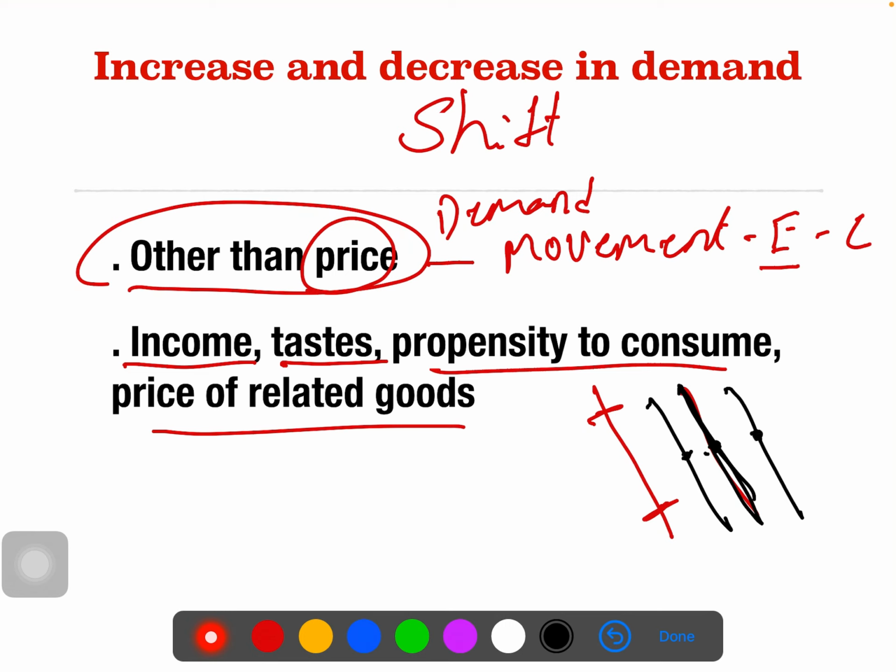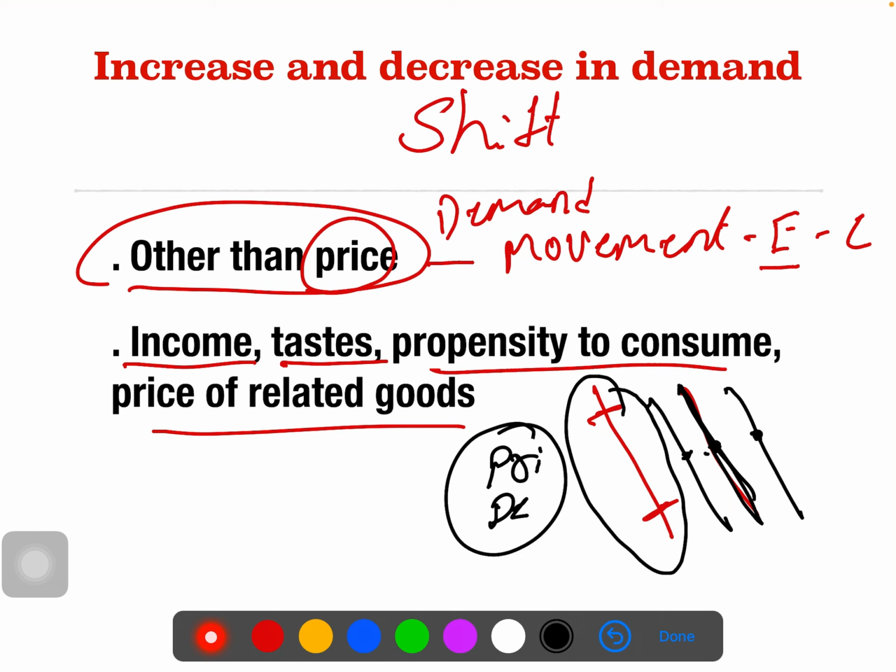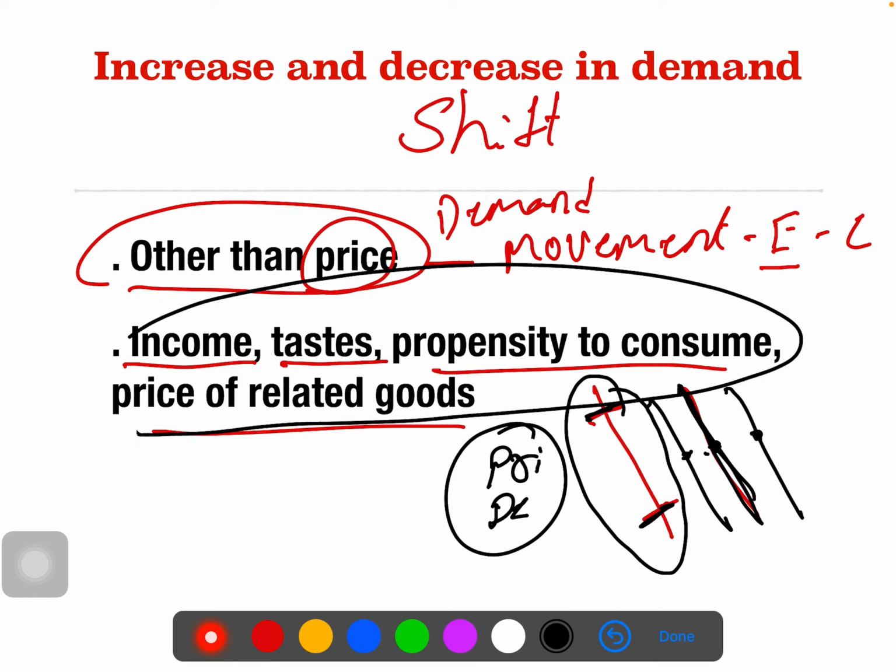This is called a shift, completely shifting towards the right side or completely shifting towards the left side. In the movement, with price and demand, we move upward and downward. But with other determinants, we shift towards the right side and the left side. Whenever we talk about other determinants, we talk about a shift in the demand curve, otherwise increase and decrease in demand. If the curve is moving towards the right side, it is increasing. If it is moving towards the left side, it is decreasing.